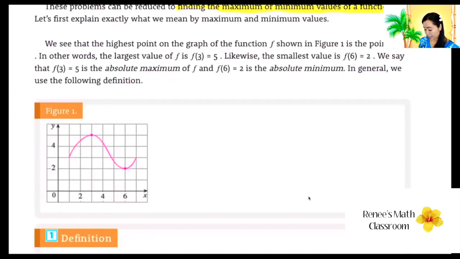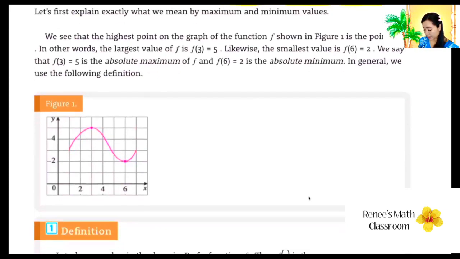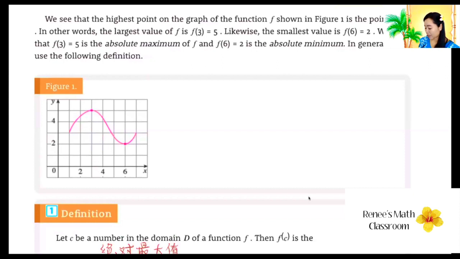First, looking at this graph over here, this point is the highest point, okay? So the y value of this point is the maximum of this function on this interval from here to here. And this point here is the lowest point. The y coordinate at this point is the minimum of the function on this interval, and that's called the absolute minimum. So 2 over here is the absolute minimum, and 5 over here is the absolute maximum.